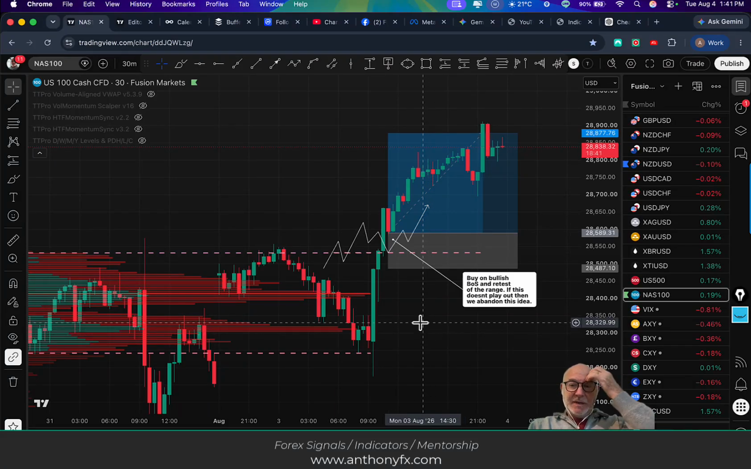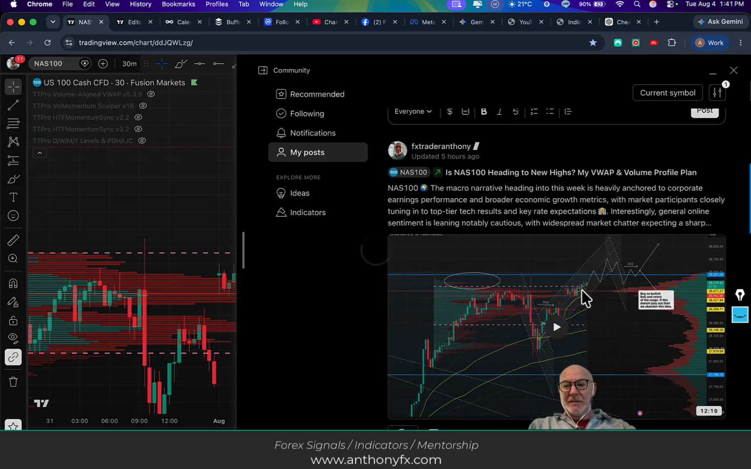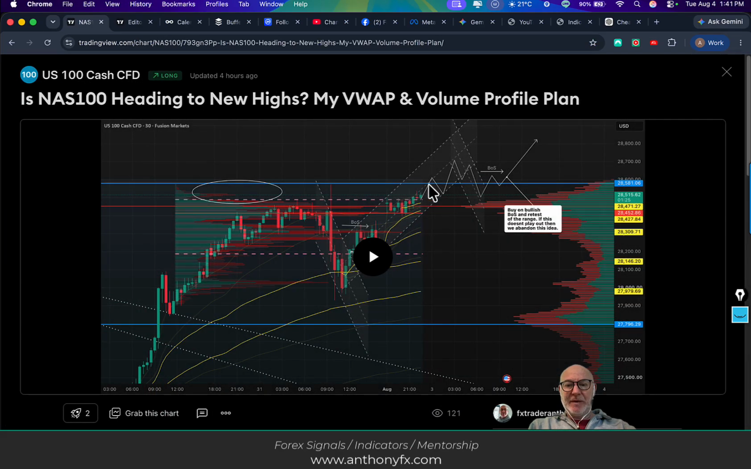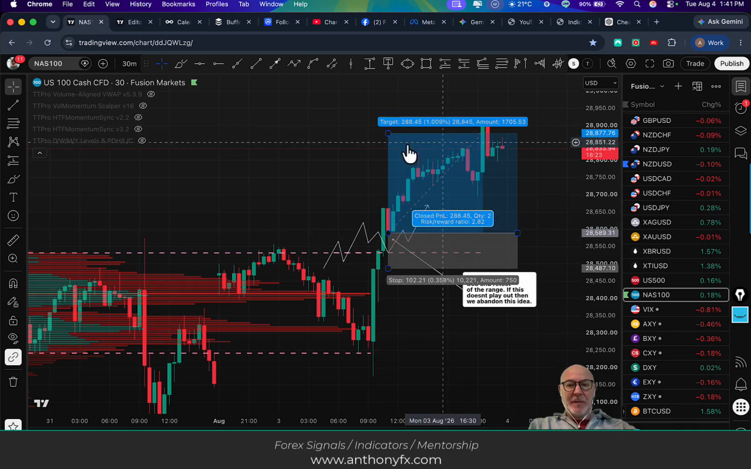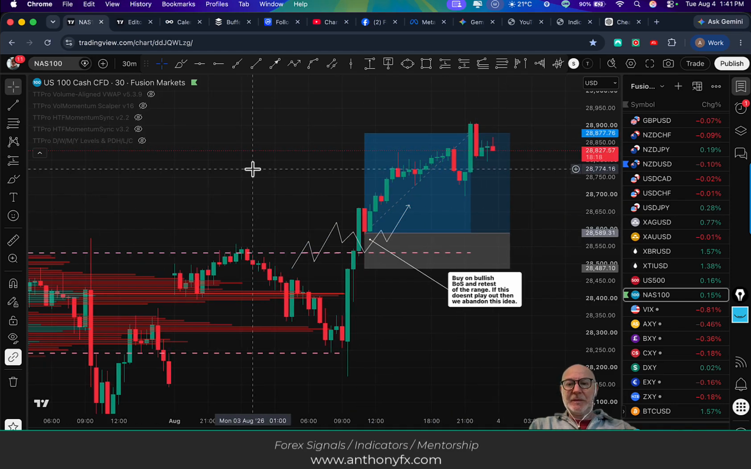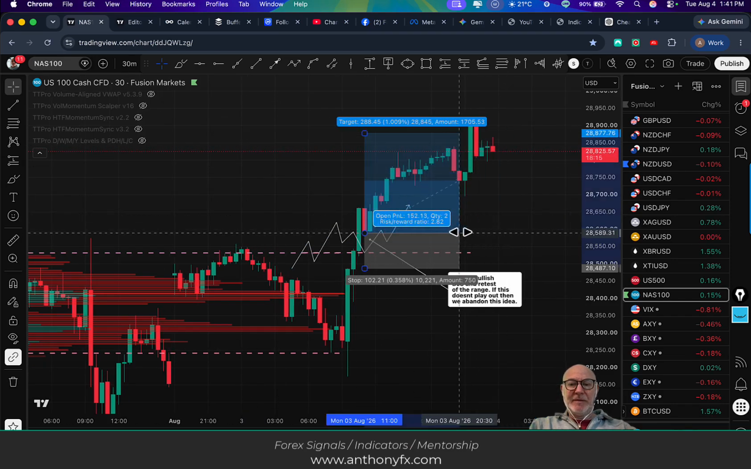All right, so this was the idea yesterday. NASDAQ. Let's have a quick look. Yeah, there it is. I was looking for the break above breakout trade. There it is there. And I want to show you something, and then we'll work out another trade plan for today.